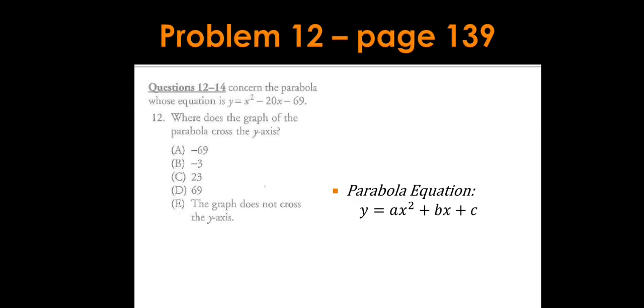Now, having said that, this is what the question says. Where does the graph of the parabola cross the y-axis? Obviously it crosses the y-axis at negative 69, which is point C, and my answer is A.